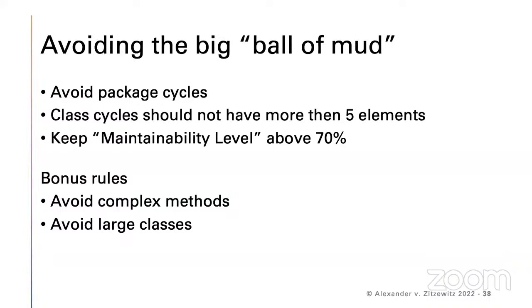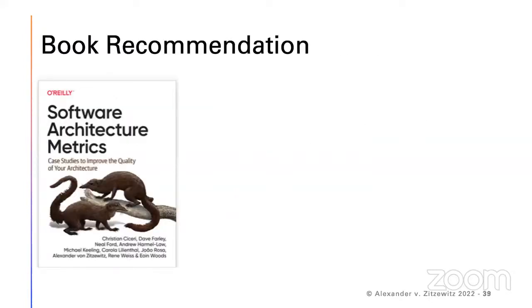Then bonus rules, also very helpful. Avoid complex methods and avoid large classes. There's a book out there, and I proudly wrote one chapter of that book. It's a 10-chapter book about software architecture metrics. And if you want to go into detail, most of the metrics I explained today are also in the chapter of this book, which I wrote.